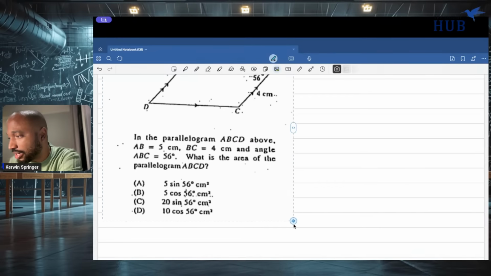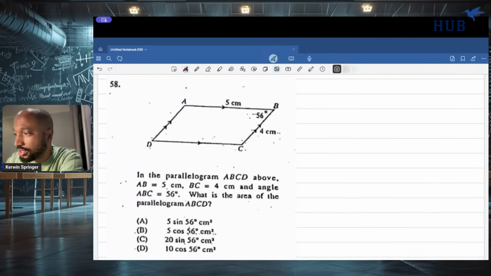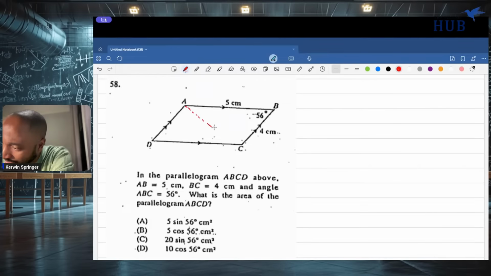In the parallelogram ABCD above, AB is 5, BC is 4, and angle ABC is 56. What is the area of the parallelogram? Let's have a way to figure it out, right? This is a triangle, and the area of a triangle is a half AB sine C. Half AB sine C.